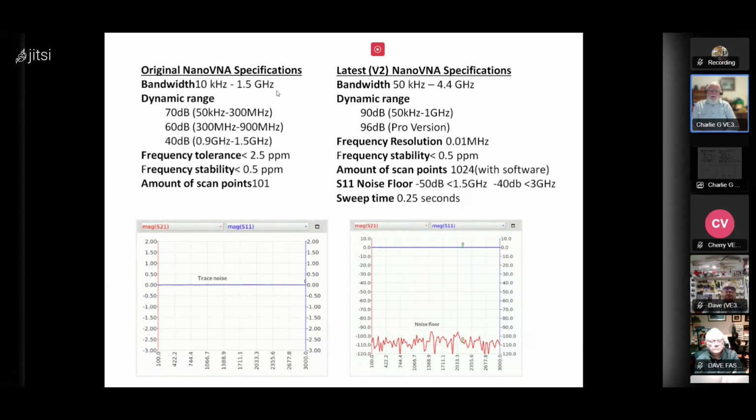Had a grand total of 101 scan points. So you needed to be careful when you were setting up the frequency range that you're sweeping, because there are only 101 points in there that you got. If you set up a range of 10 kilohertz to 1.5 gigahertz, you missed an awful lot of frequencies. If you set your measurement range down in the 1 meg to 2 meg, well, then you were getting a measurement every 100 kilohertz or so, or 10 kilohertz or so.